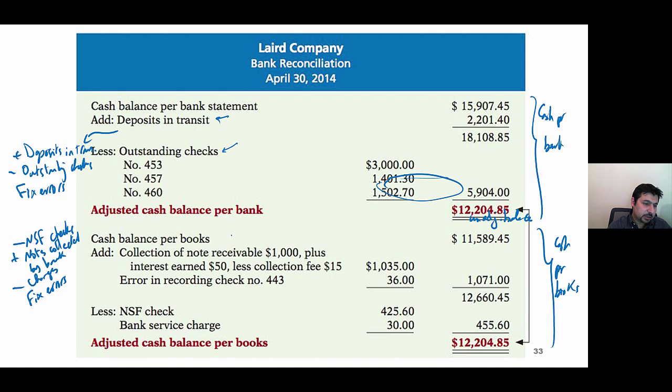For the adjustments of the cash per books, this was the unadjusted balance. We added the note receivable, we fixed the error in the check, and then we subtracted the bounced checks as well as the bank service charges.